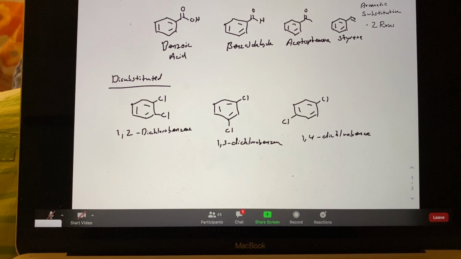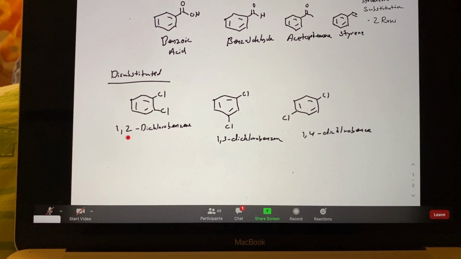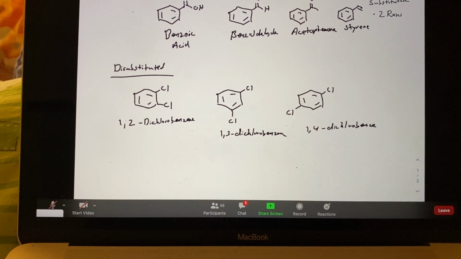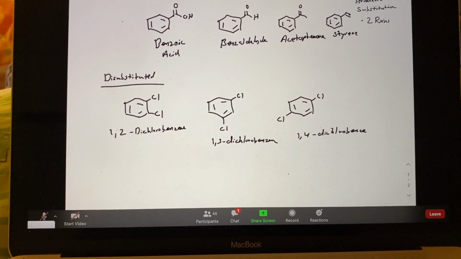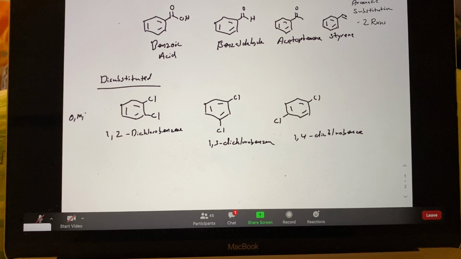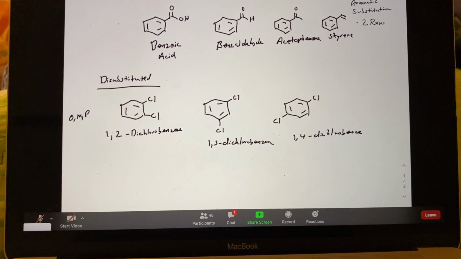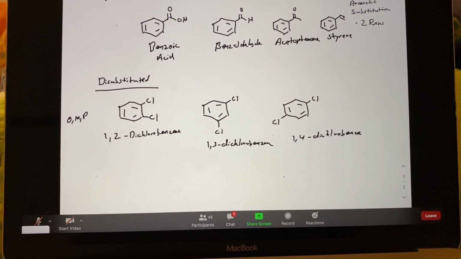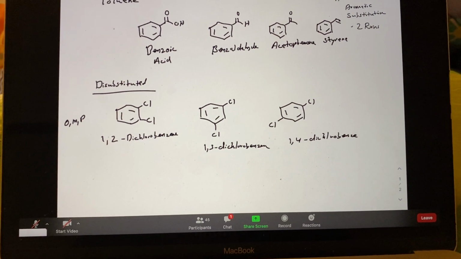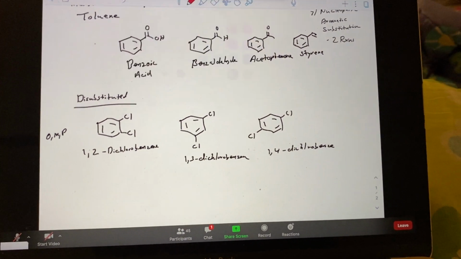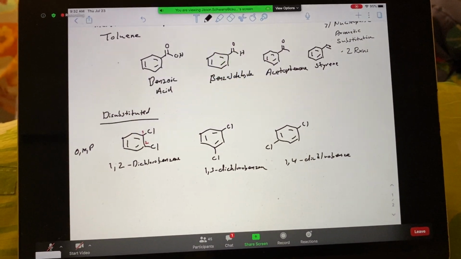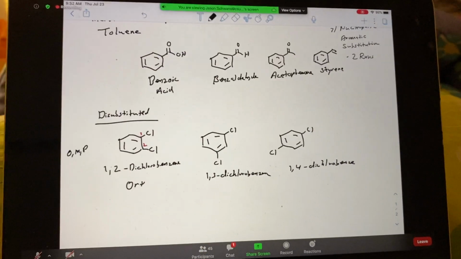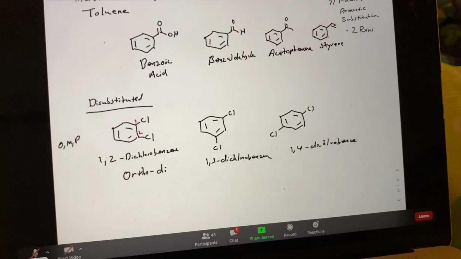But what if you're in a hurry and you want to have a shorter way of saying what the relationship of these two substituents is? There's another convention that we can use. It's actually using this language of ortho-meta-para. And we'll be using this a lot more next week when we start talking about what are known as directing effects. So if you have a substituent arrangement here that's at the 1 and the 2 position, this is known as ortho. So we could just simply say ortho-dichlorobenzene.